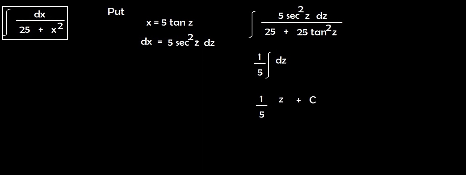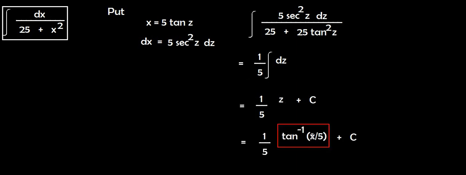Now from the equation x equals to 5 times tan z, solve for the value of z. You will get 1 by 5 tan inverse x by 5 plus c. This is the final answer.